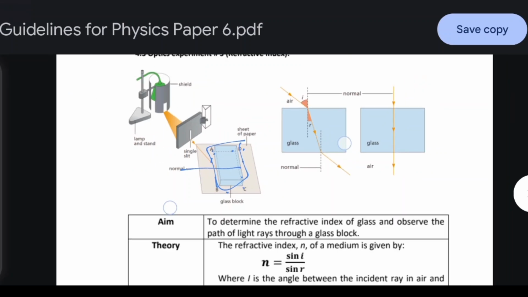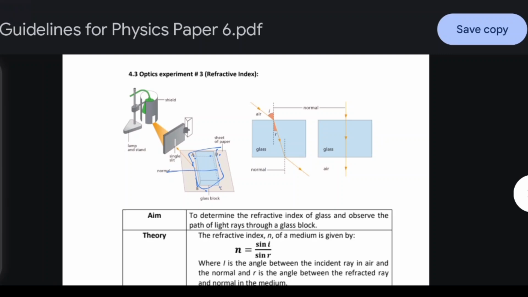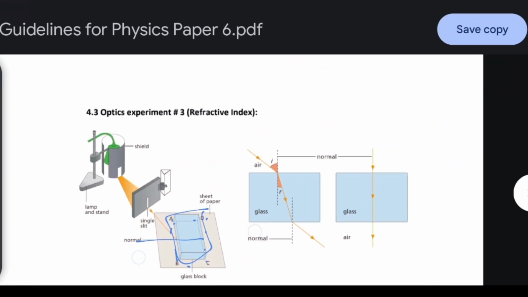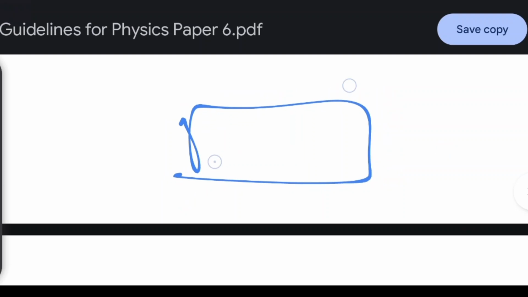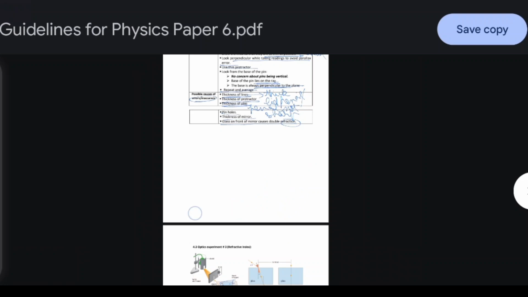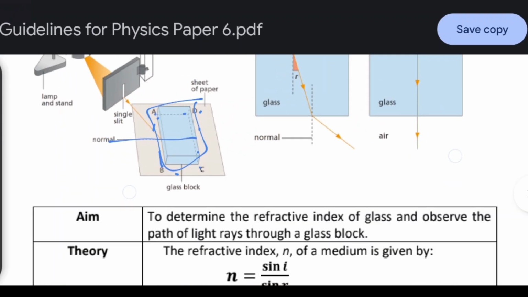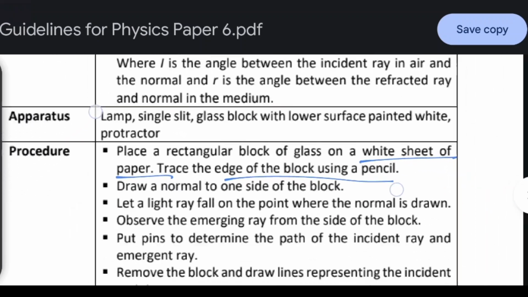They don't ask you how to do all this, but in most of the questions, if you have done past papers, they give you the block and ask you to draw the normal. They say, draw a normal through AB, then continue it beyond CD and all that. It's quite a simple question. We have done it, I think, in Feb, March. Place a regular block of glass. Okay, we have done this.